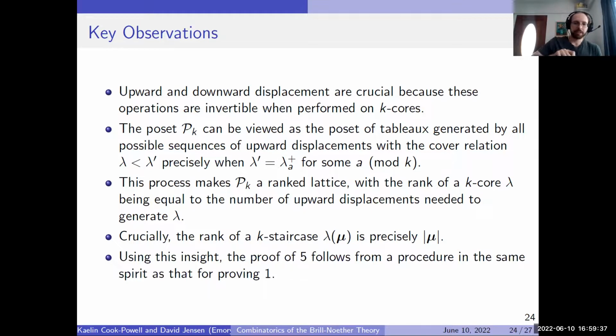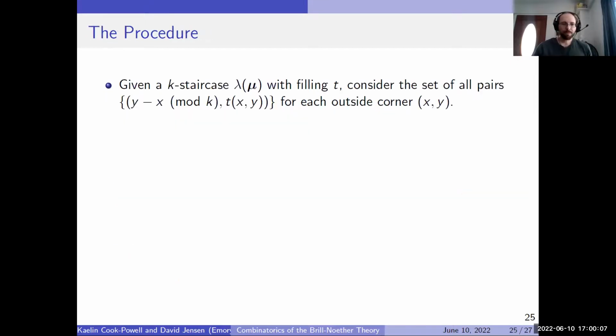Okay, so we're going to produce a procedure to prove the theorem about the dimension of the splitting locus of the chain of loops, in the same way that we did for proving the dimension of the Brill-Noether locus, or the dimensions of each irreducible component. So what are we going to do?